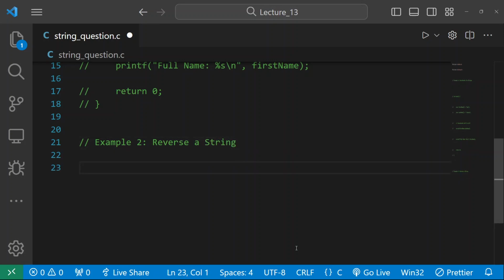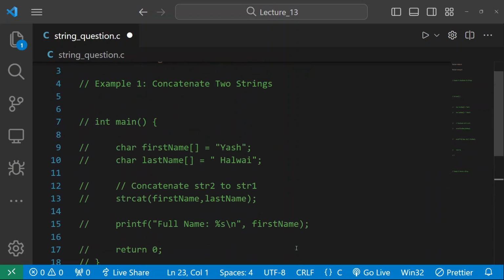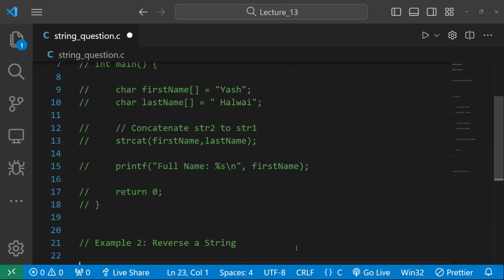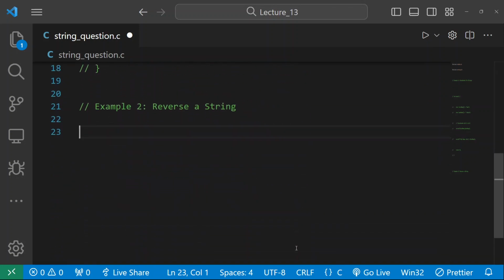As we have seen the reverse array, now we will be seeing the reverse string. This question I have taken yesterday? No. So focus here now.